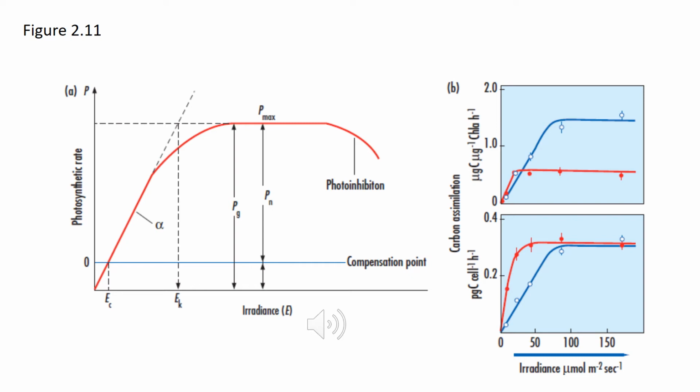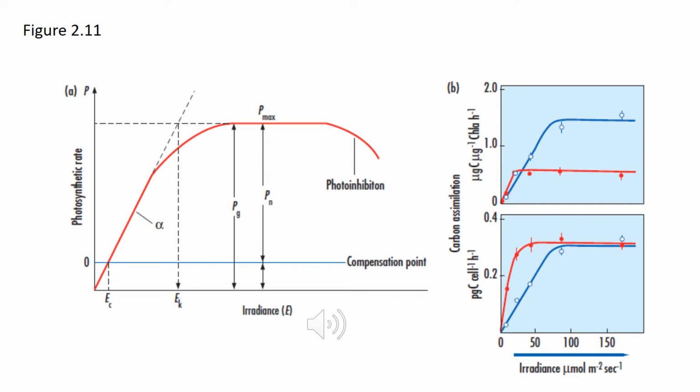Figure 2.11 describes the relationship between photosynthesis and light, or as it's better called, irradiance. It's describing a photosynthesis irradiance curve, or as it's more often referred to, a PI curve. It's important to remember that although photosynthesis is light dependent, respiration is more or less constant.